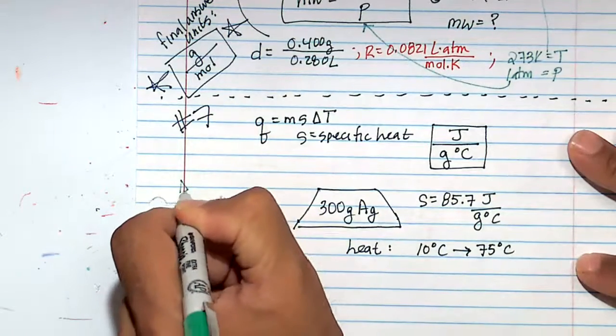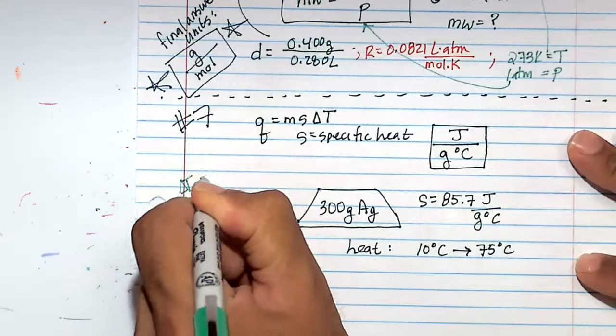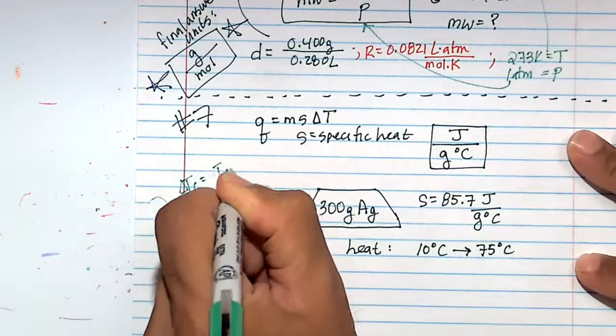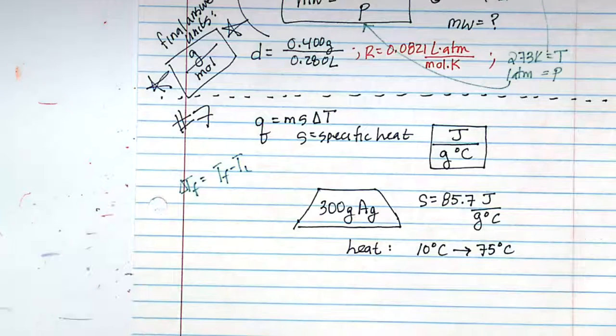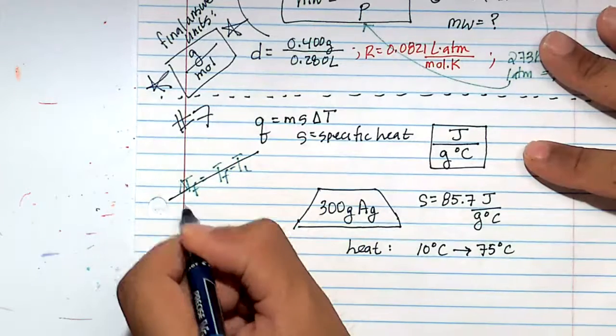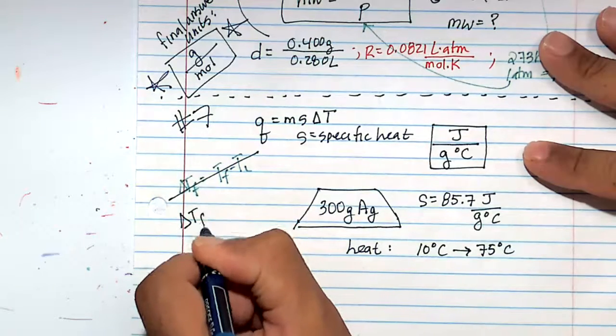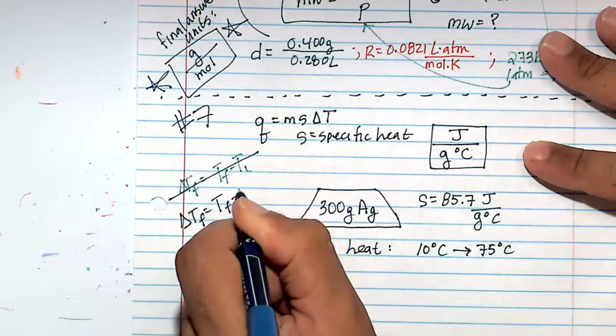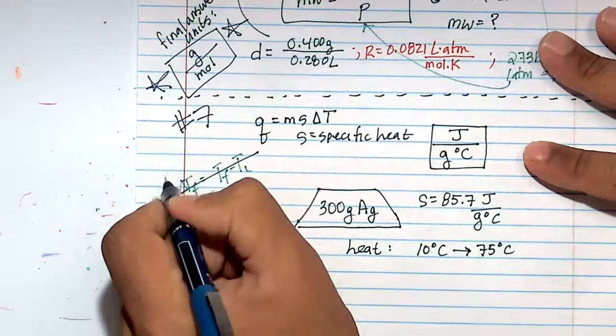And don't forget, delta T is going to be final minus initial. Final temperature minus initial temperature. Final minus initial.